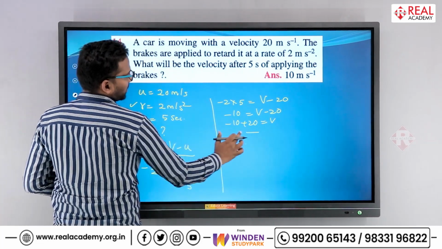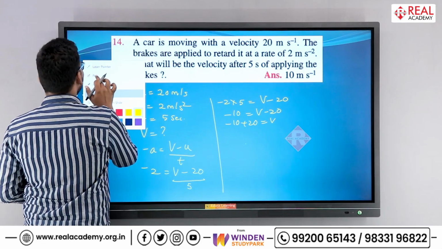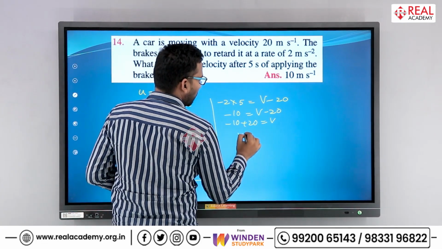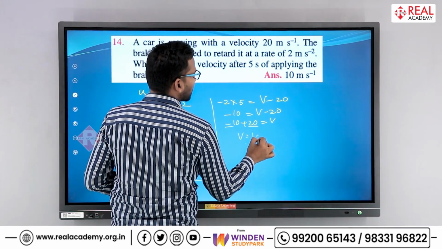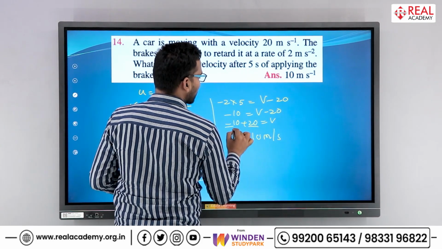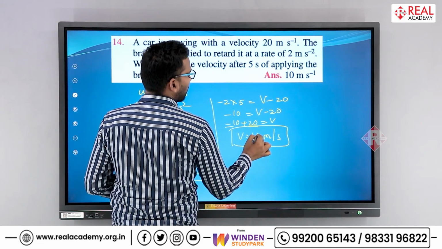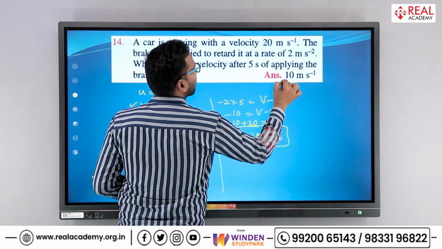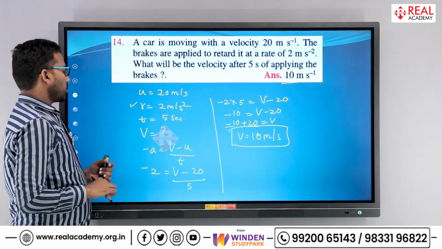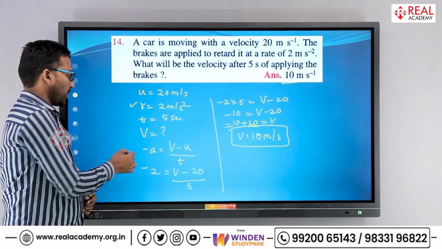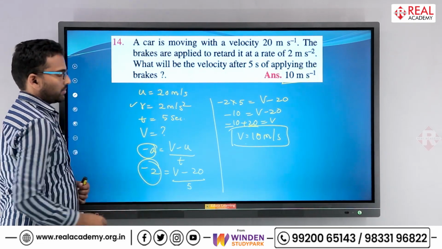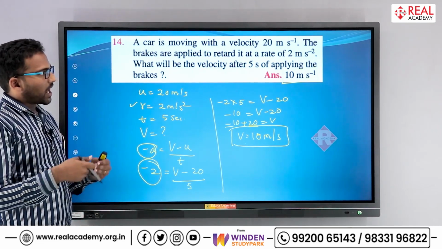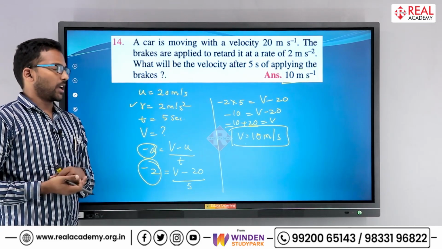Then I'll get the answer as V is equal to 20 minus 10, that is 10 meter per second. The final answer. Right? Since this was a retardation, we need to take a minus sign over here because the acceleration is retarding. It will come with a negative sign.